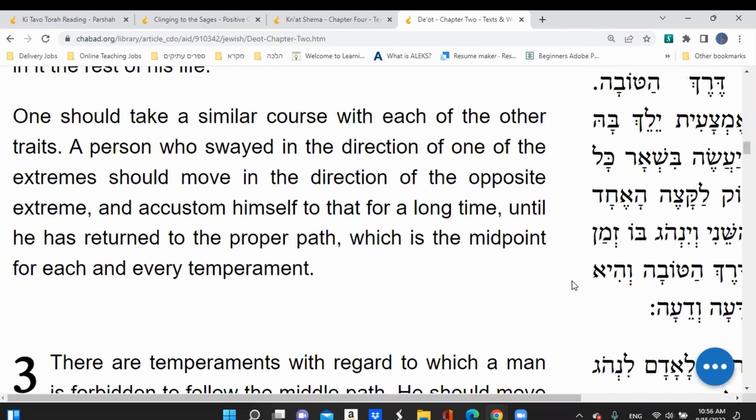One should take a similar course with each of the other traits. A person who strayed in the direction of one of the extremes should move in the direction of the opposite extreme and accustom himself to that for a long time, until he has returned to the proper path, which is the midpoint for each and every temperament.